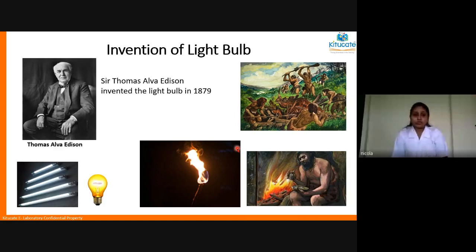They also used fire in the form of light. They used it to scare away the animals. They used it to light up the caves. They lived in caves and they lighted the entire cave with the help of the fire. So this was how fire was discovered.